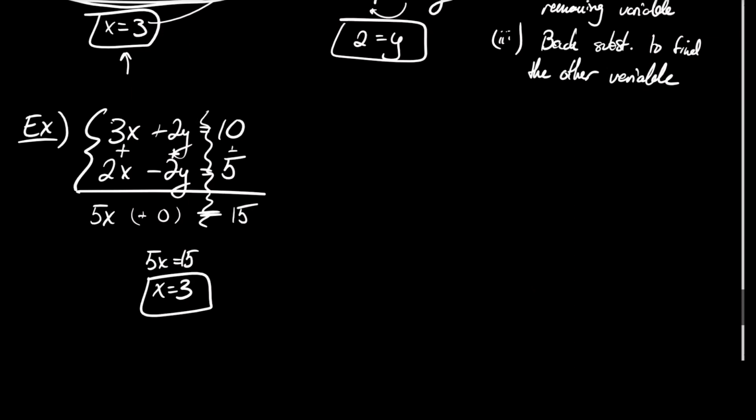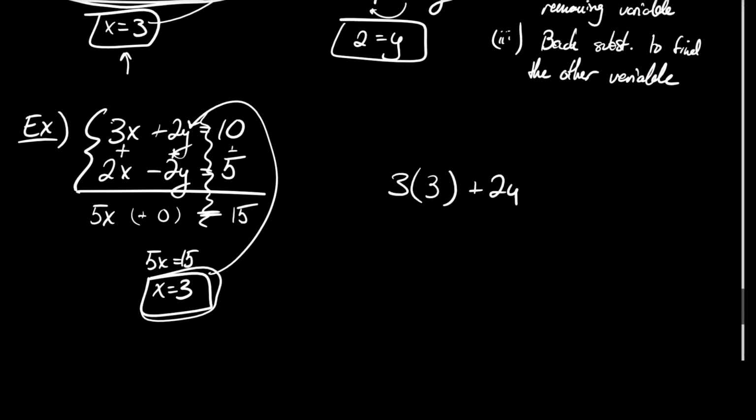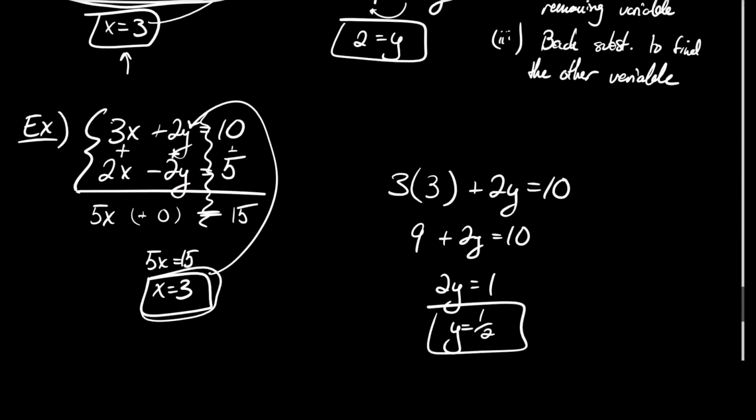Now, we're already on to step 3. We're going to back substitute this into either equation. We'll pick the top one and find what y is. So the top equation, when we plug in 3 instead of x, 3 times 3 is 9. So we're going to subtract 9 from both sides. Okay, 2y equals 1 now, and divide by 2. So y equals 1/2. So x equals 3, y equals 1/2 is your correct values for those two variables.